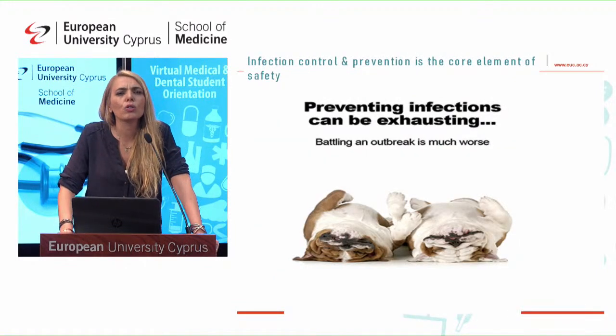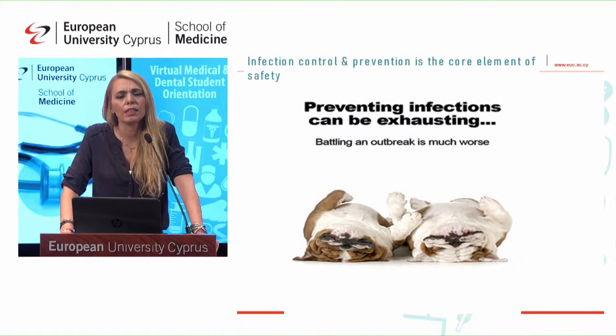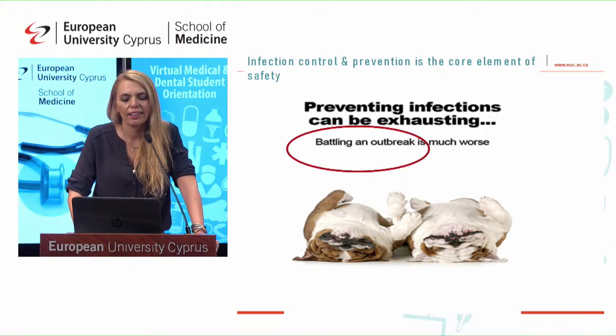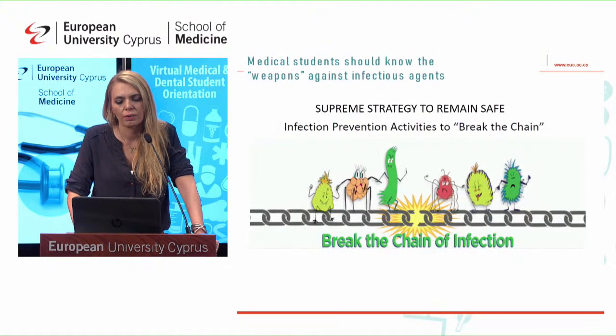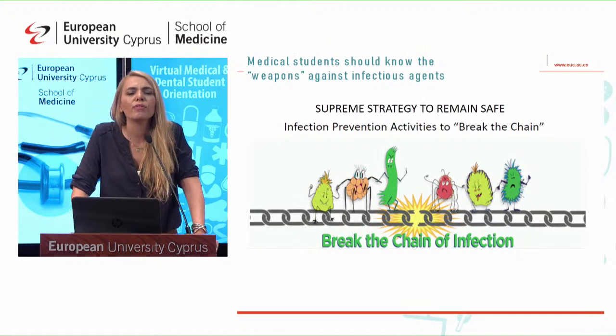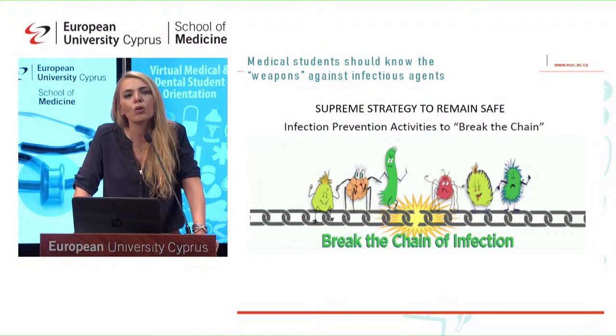And of course, you saw it also nowadays with the COVID-19 pandemic. It's not easy. Preventing infections is really exhausting. But on the other hand, battling an outbreak or a pandemic is even worse. So again, what do we have to do as medical students at the university, in the hospital, in the community? Break the chain of transmission. This is what I want you to remember. Break the chain of transmission of every infectious agent, including now COVID-19.